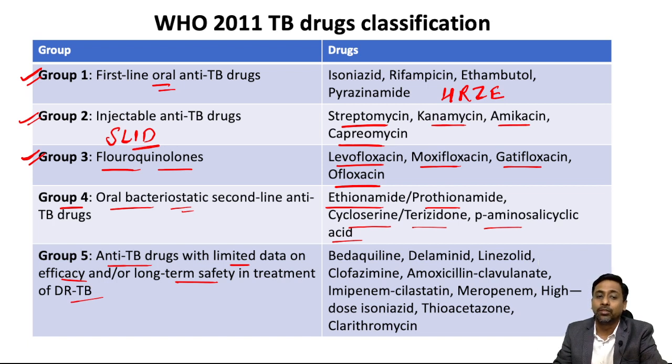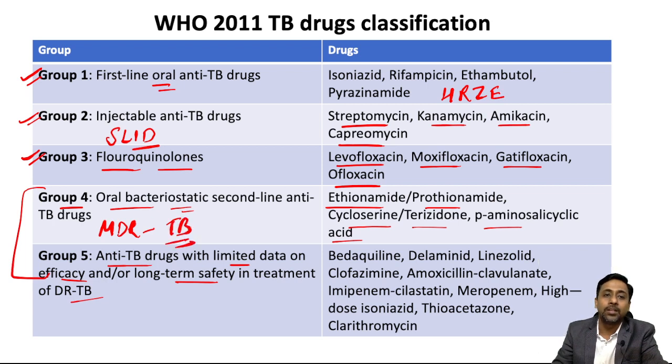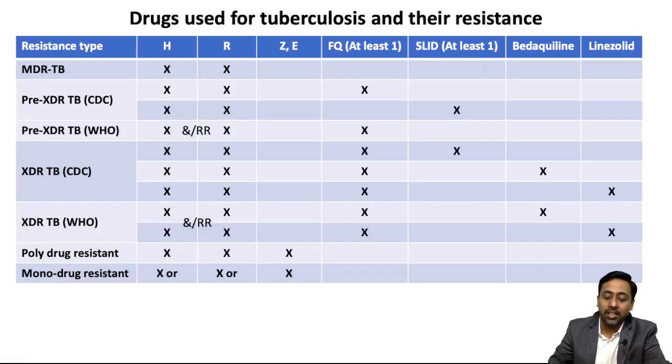So group 4 and group 5 are now used for treatment of what? MDR-TB. Group 1, 2 and 3 are used for treatment of DSTB, that is drug sensitive TB. And group 4 and group 5 are now used for treatment of MDR-TB. So remember it like this. Now let's see the definition of various drug resistance TB.